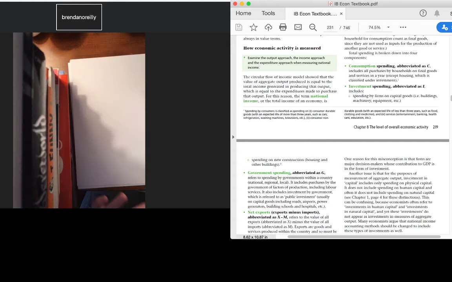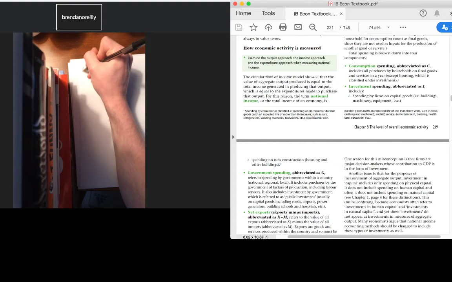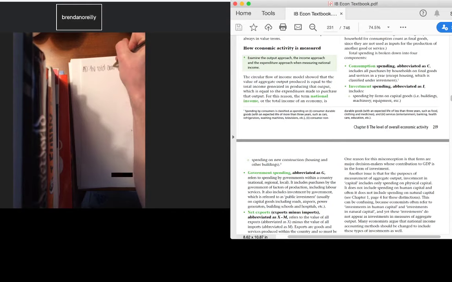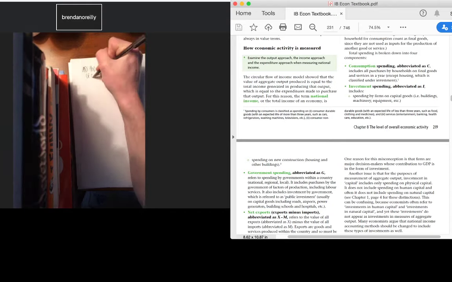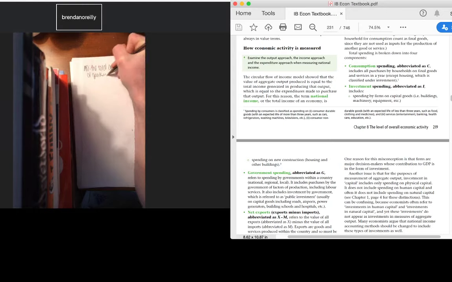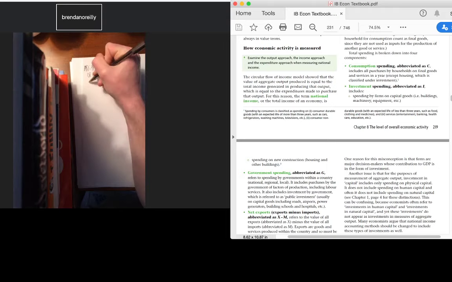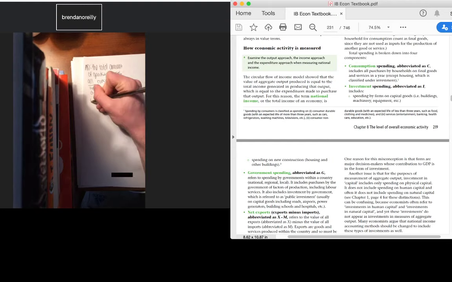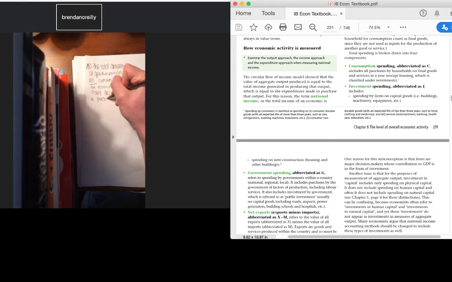So the definition of aggregate demand is the total amount of goods and services all consumers within an economy are, one, able, and two, willing to purchase in a given time period, of course.